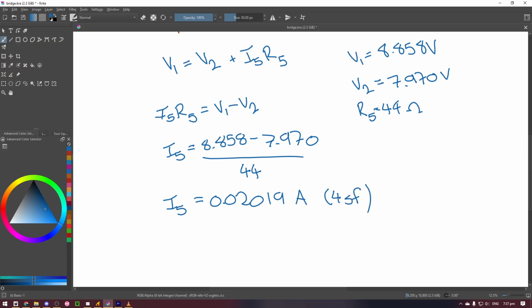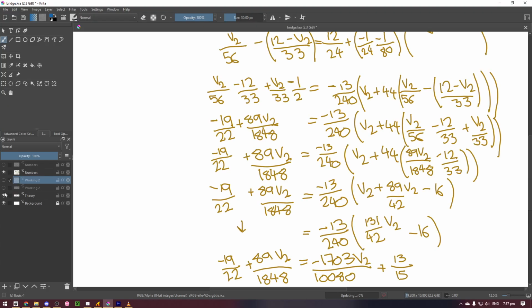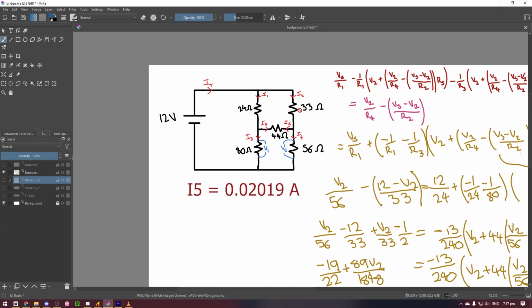That is our answer. Now, we have a positive answer. This is positive. And that tells us that in the original circuit, I5 being positive means that it is in fact running this way. The current is going from the left to the right in the direction that we stated was positive.